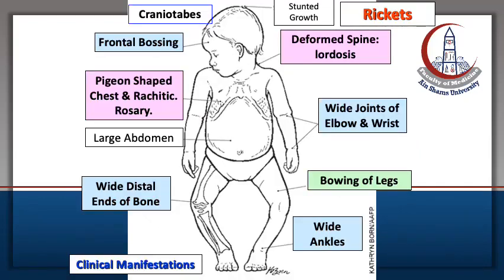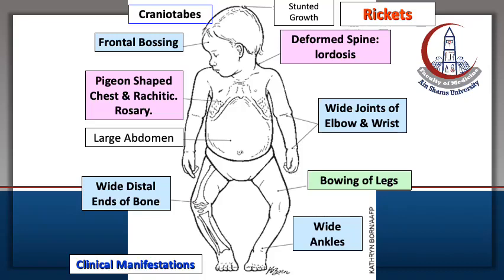Here are some features for a baby with rickets. First of all, there is craniotabes. The baby has weak skull bones that yield under a pressing fingertip. There is frontal bossing. The forehead is widened due to traction of forehead muscles over a weak bone. There is a pigeon-shaped chest with rachitic rosary as a result of traction of the intercostal muscles over weak costochondral junctions.